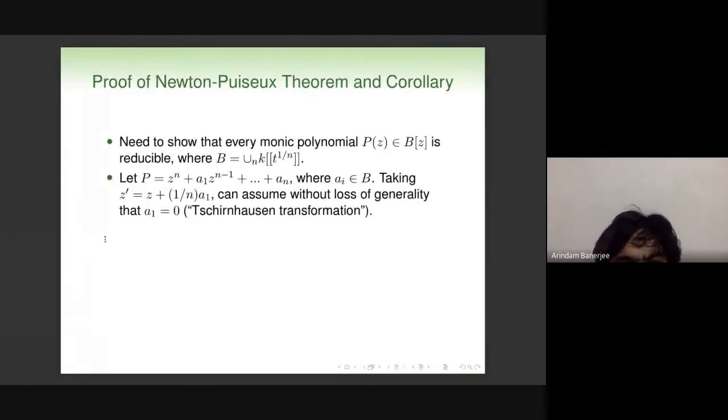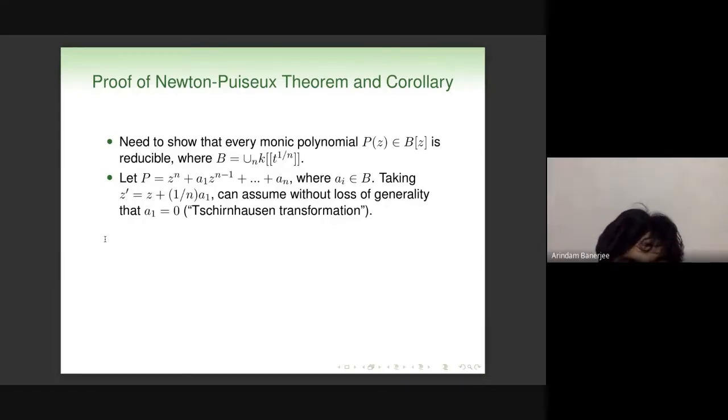Now we use this transformation for the proof. Well, not me. I mean, in the theorem they use this transformation. And by the way, as I said, I'm following these notes by Professor Huneke, and all these proofs are from his notes only. So we use this Tschirnhaus transformation, just to make the coefficient of the z to the n-1 power 0.